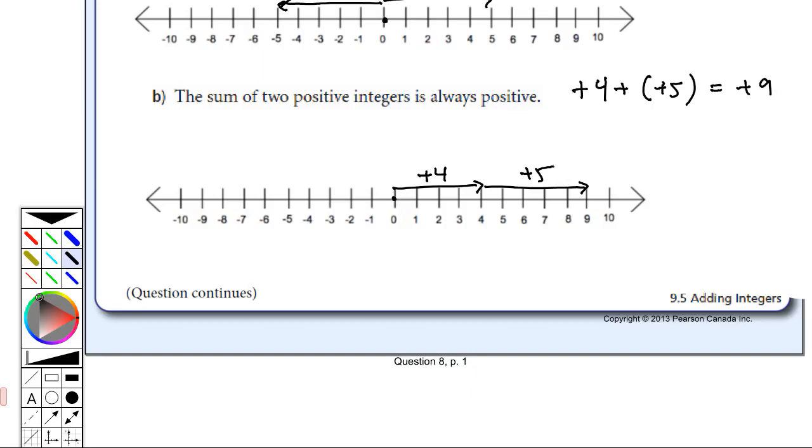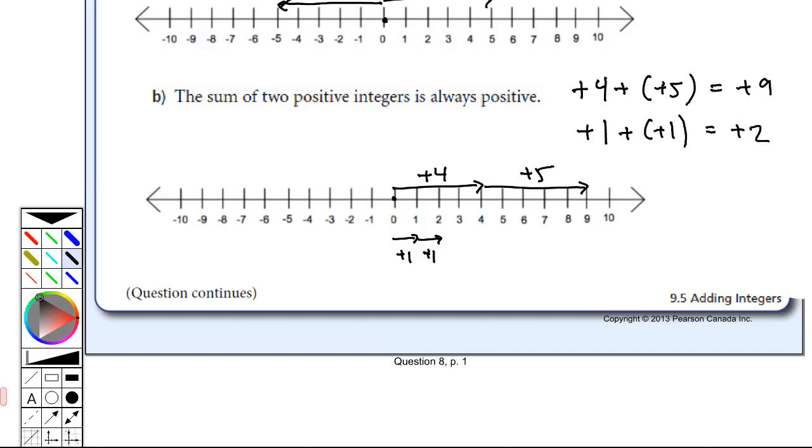Well, let's try another one. How about a small number? Because clearly this is positive. What if I try the smallest positive integer I can? That would be plus 1 plus 1. I can't get any smaller than that. Well, let's try that out. So down below I'm going to write it. So I've got my plus 1, which is going to the right. And then from where I am there at the 1, I add another 1. And that leaves me at positive 2.